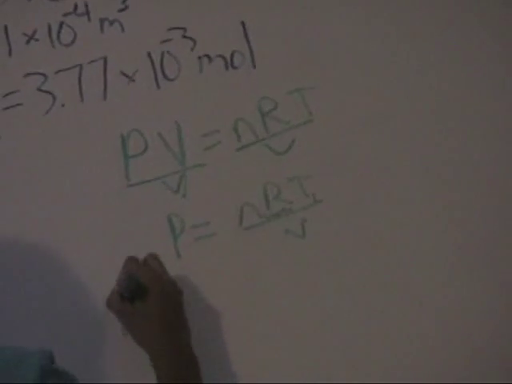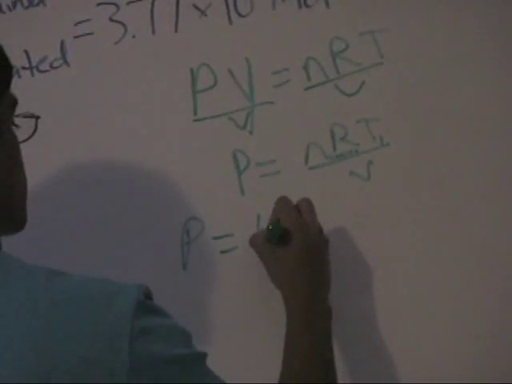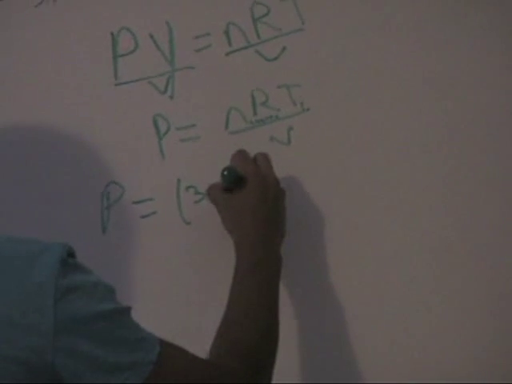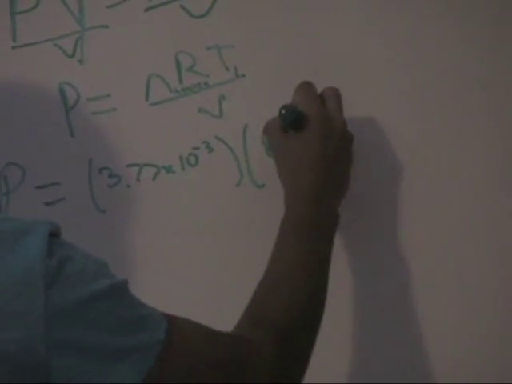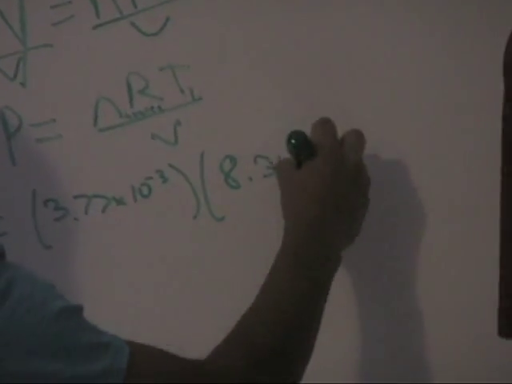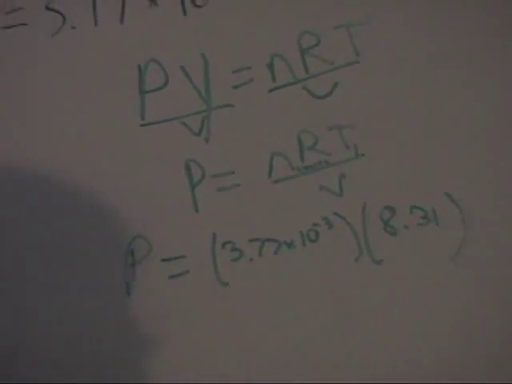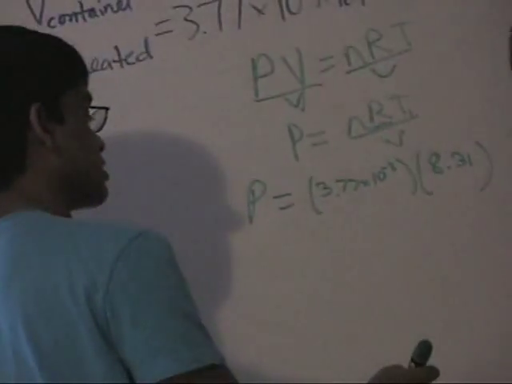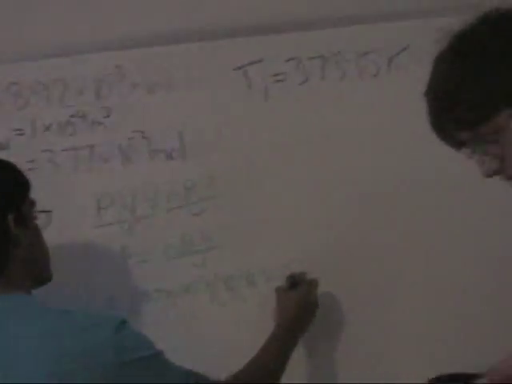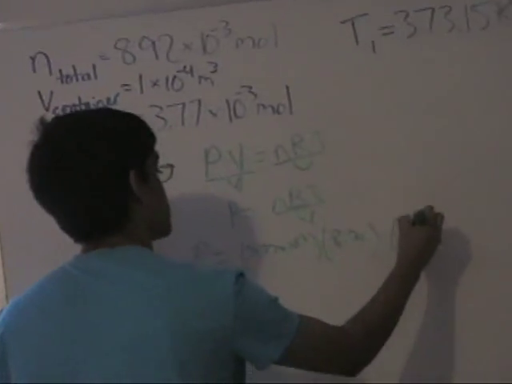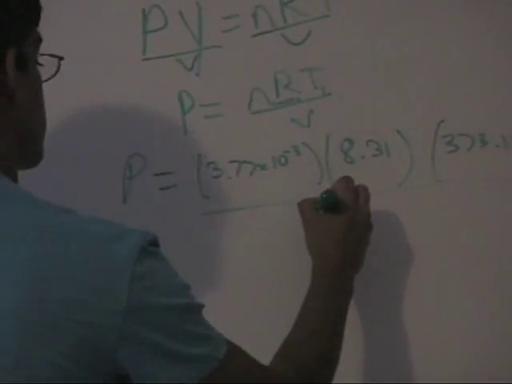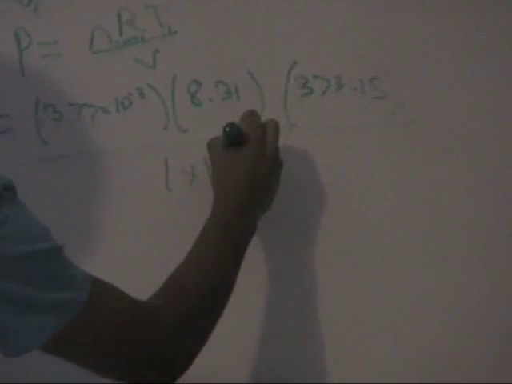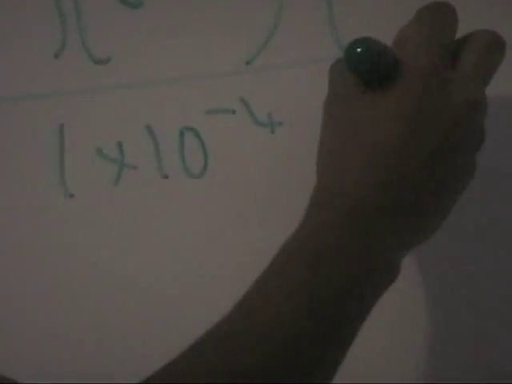So, plugging the numbers in, we get pressure is equal to 3.77 times 10 to the negative 3 moles times the constant, which is 8.31. Meanwhile, I shall plug this into my calculator. Yes, while Michael plugs it into his calculator, I will write it out on the board. T1, which is 373.15 Kelvin. And we divide this all by the volume of the container, which is 1 times 10 to the negative 4 meters cubed.